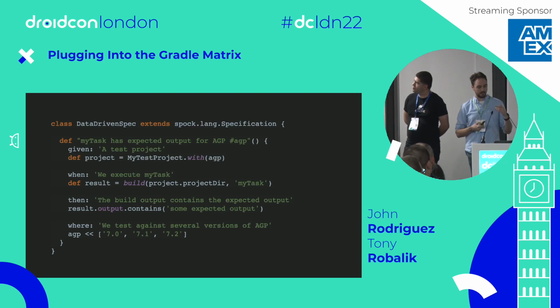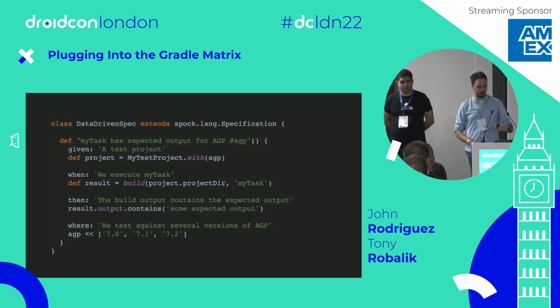It lets me test those plugins against a suite of different third-party artifacts. So in this case, we're showing an example for AGP. This lets me verify that my plugin works for AGP 7.0, 7.1, and 7.2, all in the same test invocation, which is really nice. It's very convenient.